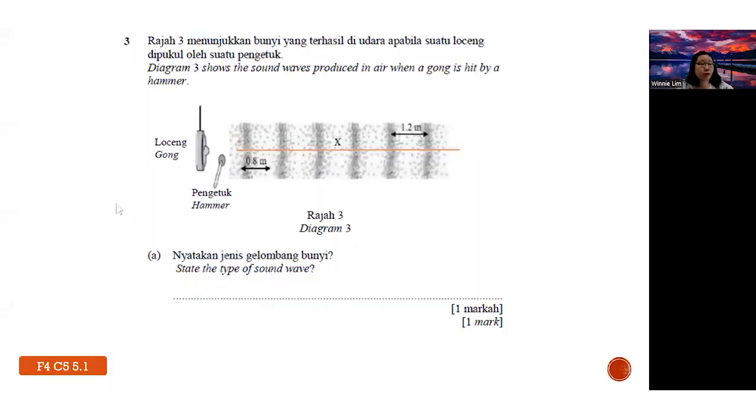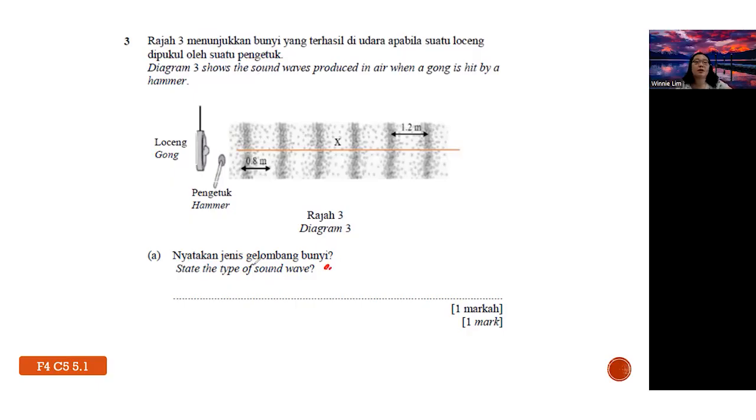Question 3 is from Form 4, Chapter 5, first topic regarding fundamentals of wave. Given the question, Diagram 3 shows the sound wave produced in air when a gong is hit by a hammer. State the type of sound wave. Basically, we can classify wave in 3 ways. The first one, you classify wave as transverse wave and longitudinal wave. You can classify wave as mechanical wave and electromagnetic wave, and also progressive wave and stationary wave. So for this context, you can use the first one.